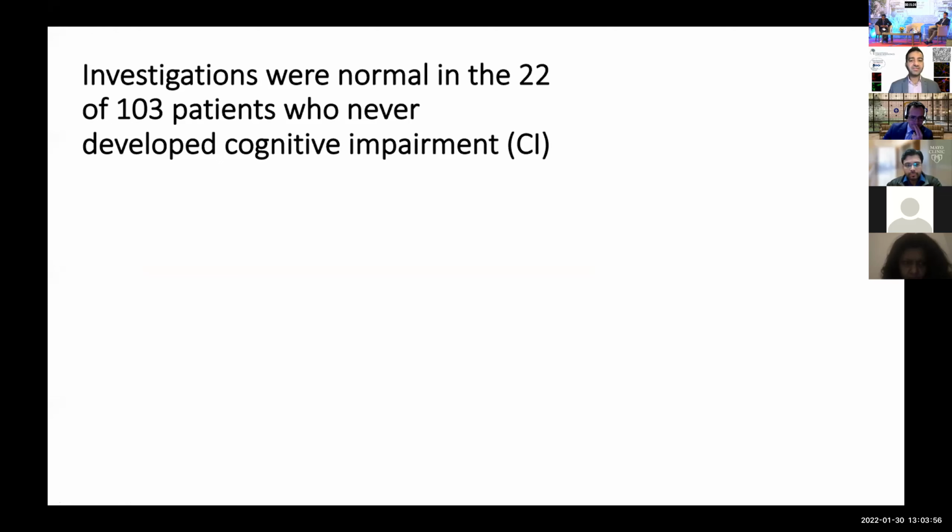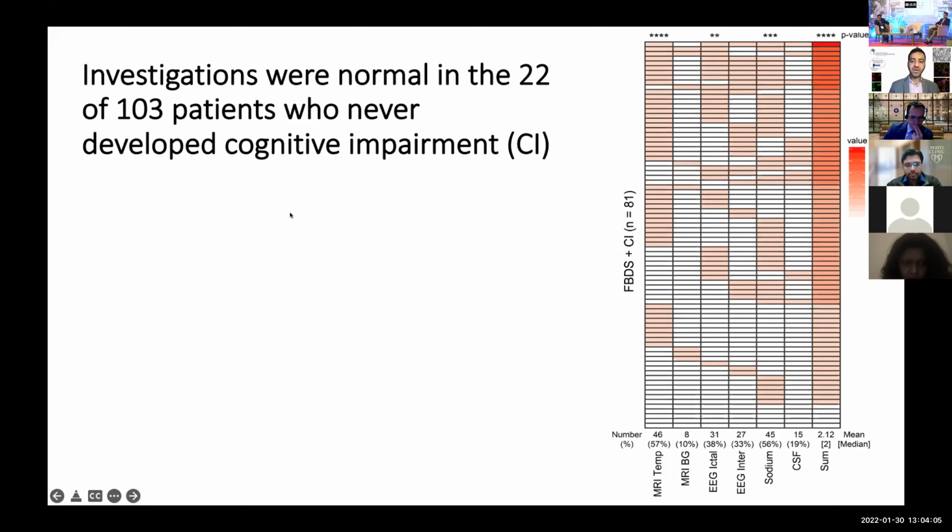And what we began to see was these patients were not uncommon. So roughly a quarter of patients would never develop cognitive impairment. The ones who did have cognitive impairment had all the test results you might expect. So these are the MRIs of temporal lobes, basal ganglia, EEG findings, this low serum sodium, and CSF abnormalities. And if you look at the tally of these, or the sum of these on the right-hand column, you'll see that pretty much every patient had at least one of these, if not many. So the tests were helpful in this group of patients.